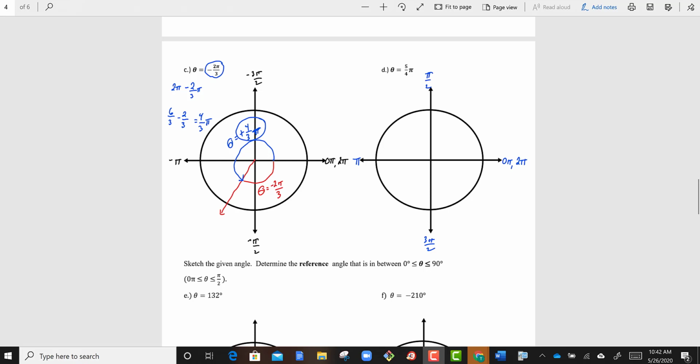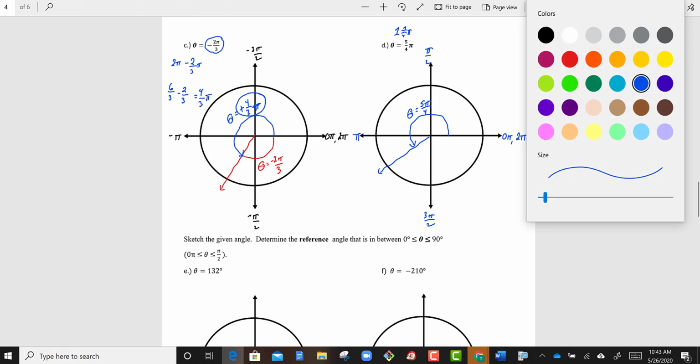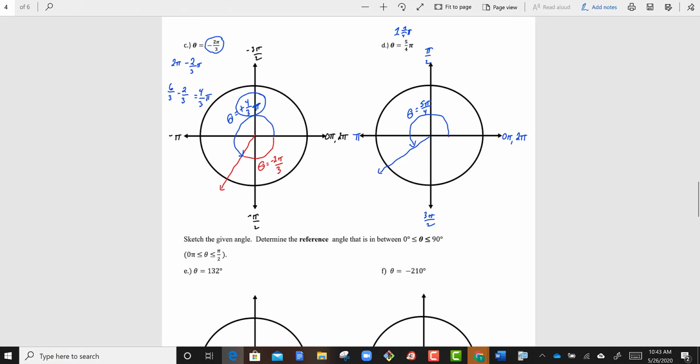All right, so 5 pi over 4, that's the same thing as 1 and 1/4 pi. If it's helpful, you could rewrite it that way. So this time it's a positive angle, so 1 and 1/4 is going to be a little bit more than 1 pi. So 5 pi over 4 would be somewhere there in the third quadrant. The angle coterminal to that is going to have to be negative, since we're going the opposite direction.